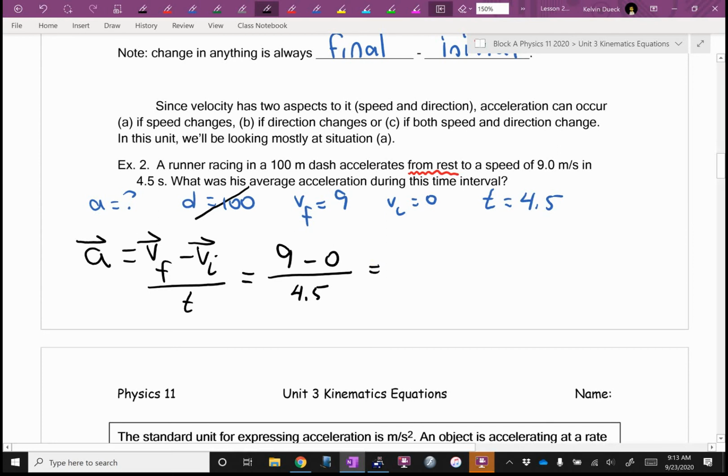If we were doing sig figs, how many sig figs should I go to technically? 9.0, how many sig figs? 4.5, how many sig figs? Because we're dividing, I would go to 2 sig figs. So I'll go 2.0. What are the units for acceleration, Riley? Look up on your page somewhere. I think it's near the top of the page. What are the units? Not the symbol.